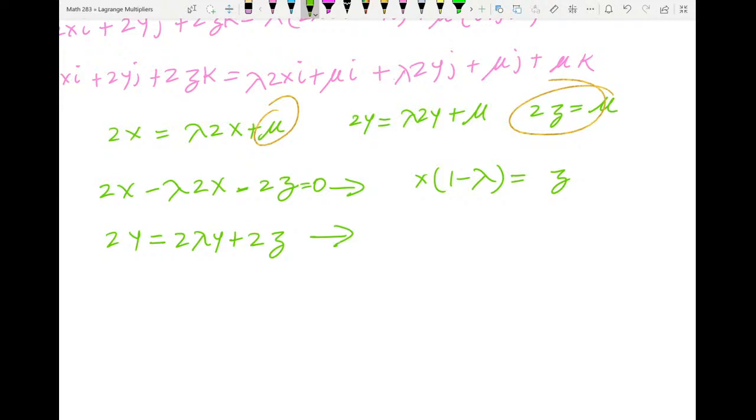From that, let me do it this way. Now you could see it. You could factor out y. 1 minus lambda equals z. That was the crazy algebra part. Okay?